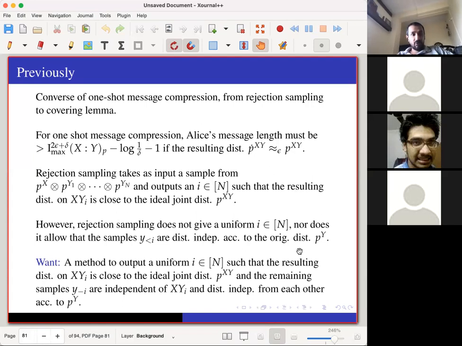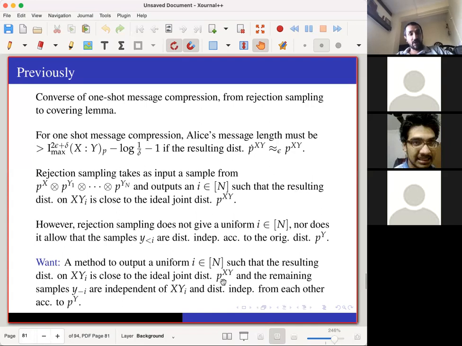So what we want today, which we are calling the covering lemma or convex split lemma, is first of all a method to output a uniform index I. The input is still the same product distribution, but I want to output a uniform index I such that the first requirement is that the resulting distribution of X, Y_I is close to the ideal joint distribution. So far, so good. But now the remaining samples, Y minus I. Y minus I includes all the samples from 1 to I minus 1, and all the samples I plus 1, I plus 2 up to n. I want all the other samples to be independent of X, Y_I.